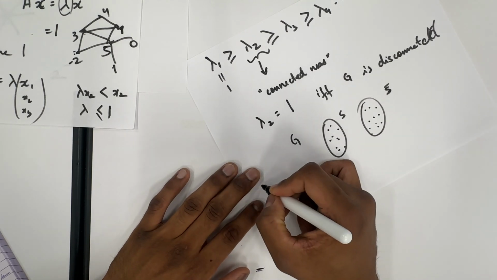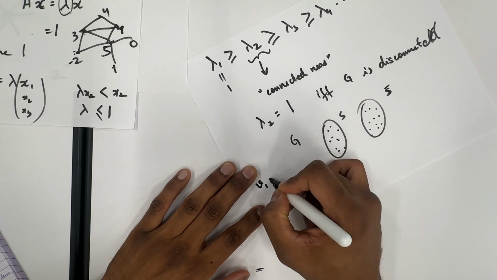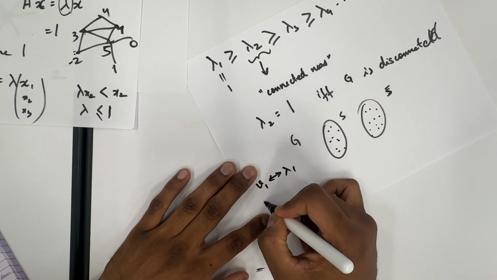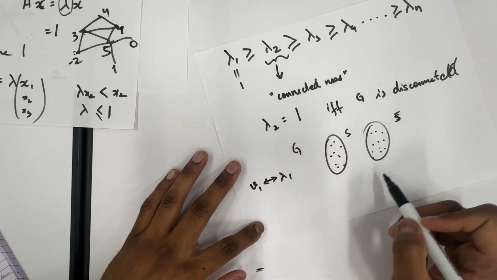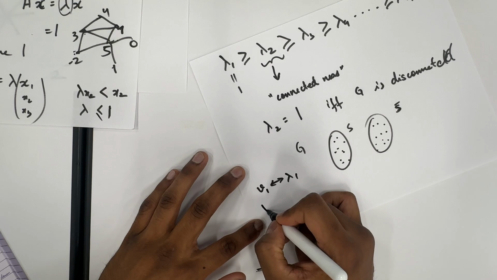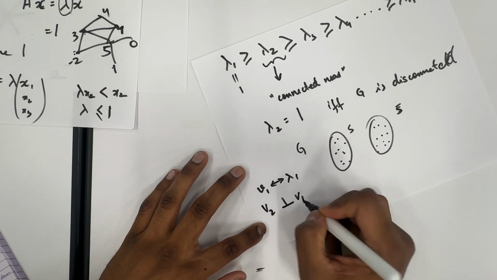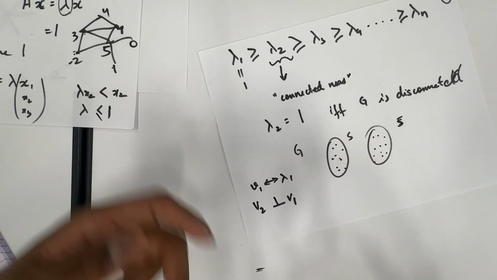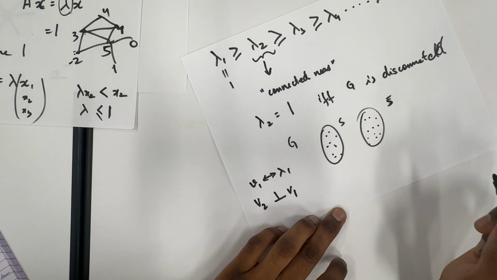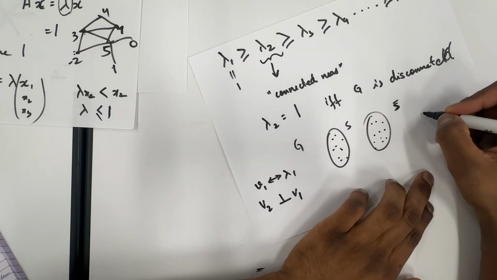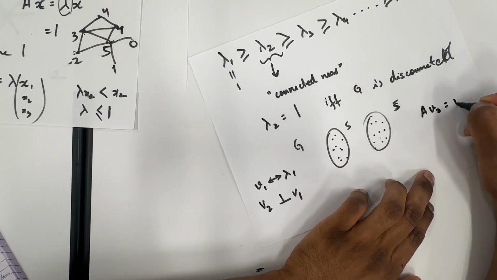Now, the eigenvector, let's say V1, corresponding to lambda 1 was a vector of all ones. So in this case, I want to find a vector V2 which is perpendicular to V1, but also I will assign values in such a manner that the eigenvalue lambda 2 is 1. That is, A times V2 will be equal to V2.